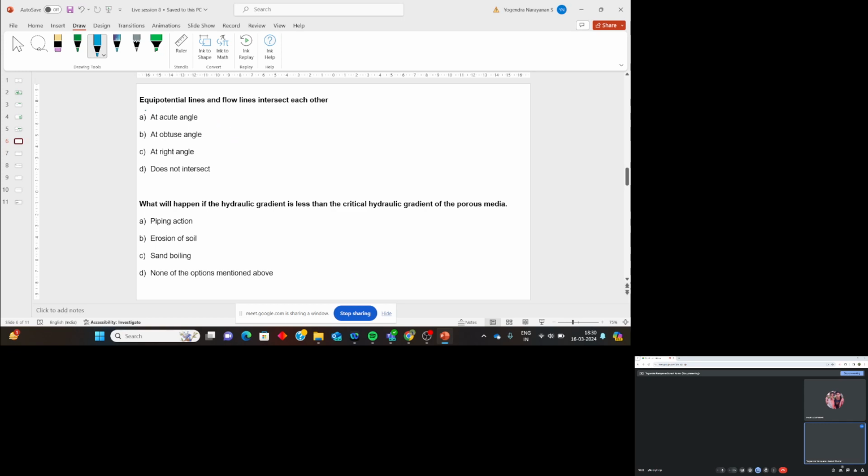Now, this is a fairly simple question. Equipotential lines and flow lines intersect each other at right angle. So, what will happen if the exit hydraulic gradient is less than the critical hydraulic gradient of the porous media, the soil?